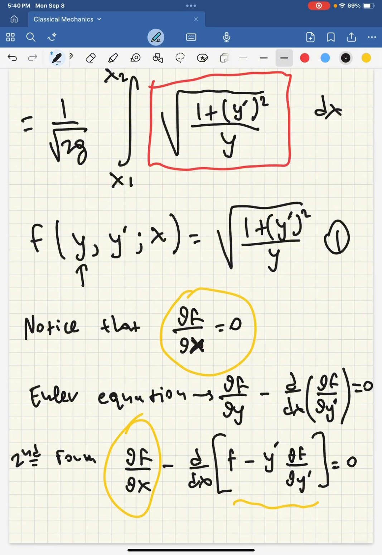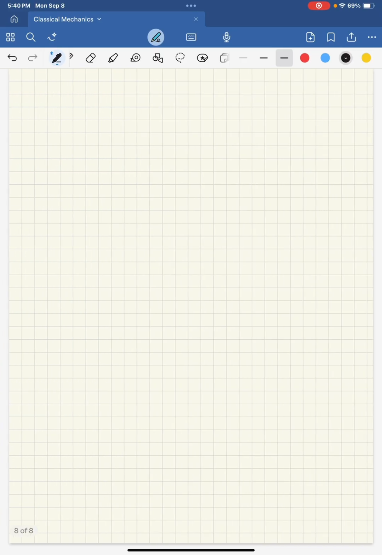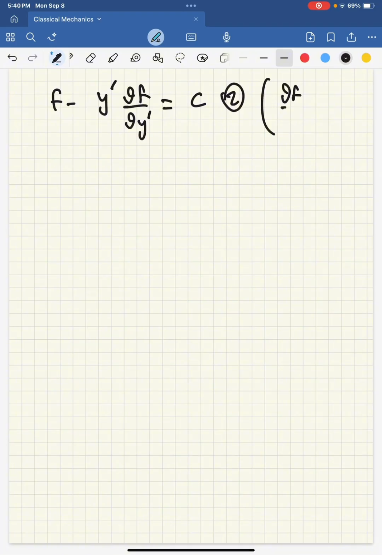And let's write down, okay, equation 1 is our functional. Let's write down that f minus y prime partial with respect to y prime is c, which is some constant. This is our equation 2, and I'm going to write here that partial with respect to x is 0, therefore this applies, okay? And now let's go find the partial.